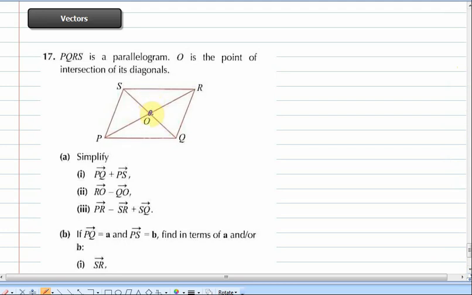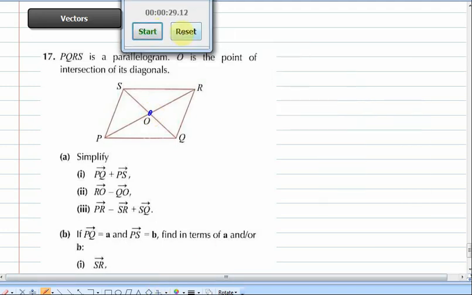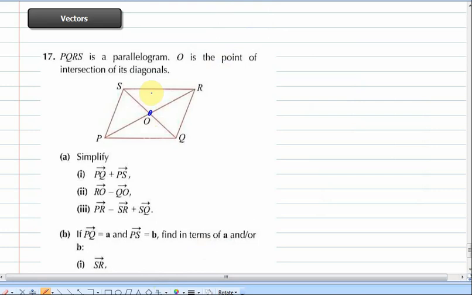Simplify PQ plus PS. First I'll give you 30 seconds to find the value of PQ plus PS, and your time starts. The first thing we know about a parallelogram is that opposite sides are parallel and equal, right? That means instead of PS I can say PQ plus QR, because PS and QR are equal. So the answer is PR. That is your first answer.